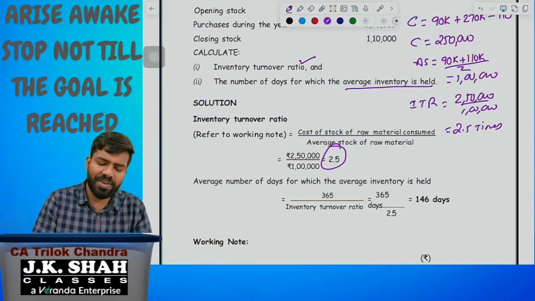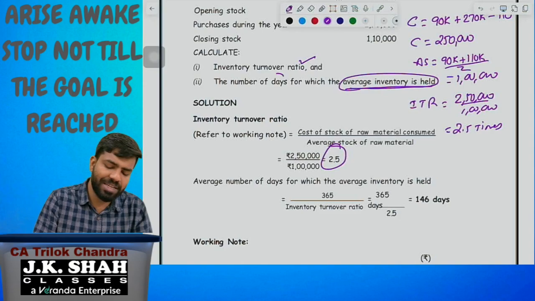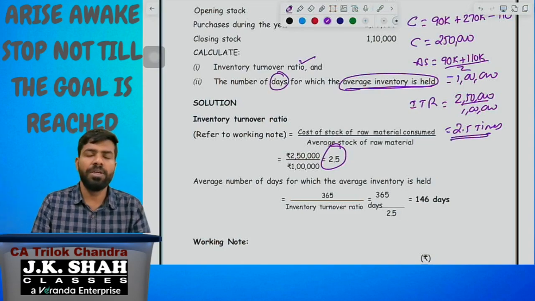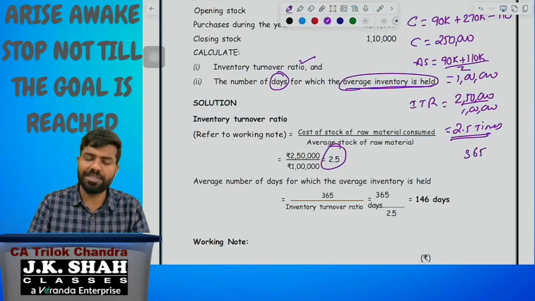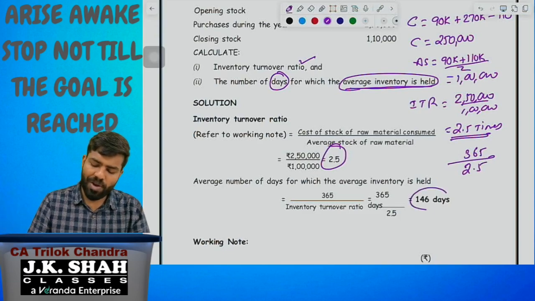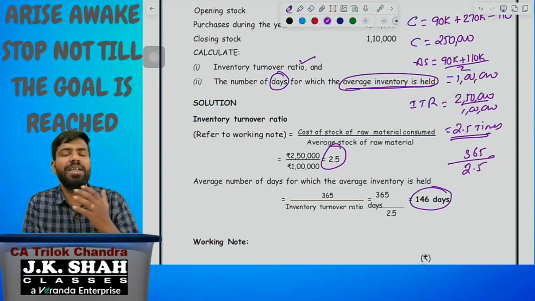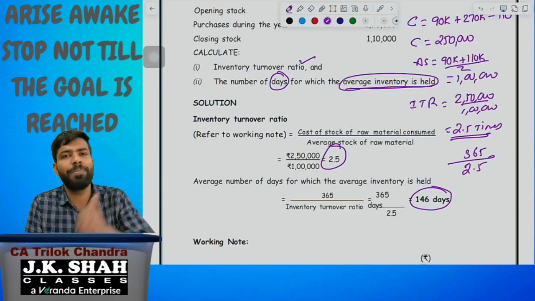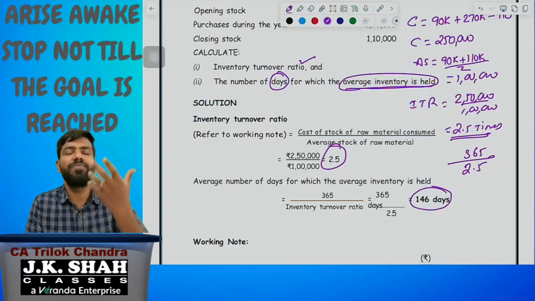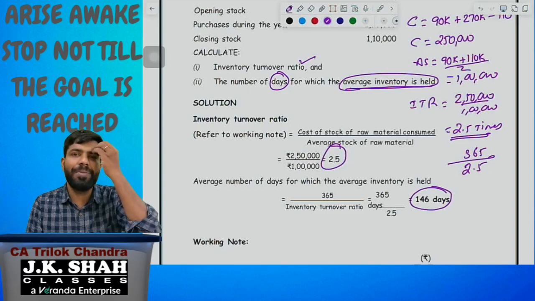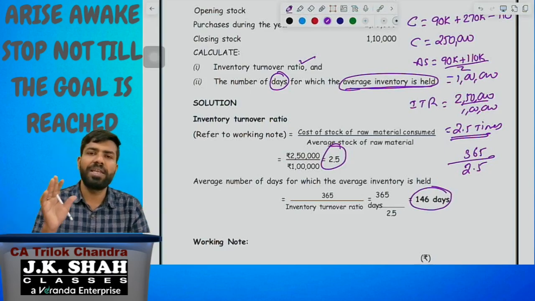The next requirement is the number of days for which average inventory is held. In a year, how many times does it get replaced? 2.5 times. In a year, how many days? 365 days. So 365 days divided by inventory turnover ratio, 2.5 times, we get 146 days. How to calculate the number of days, or inventory holding period? If they're asking in days, 365 days divided by ITR, the inventory turnover ratio. If they're asking in months, then 12 months divided by ITR. All of you clear about this very simple question?